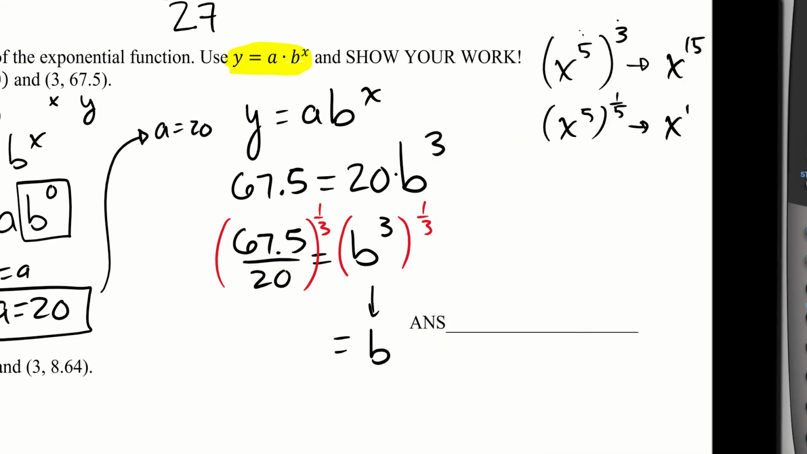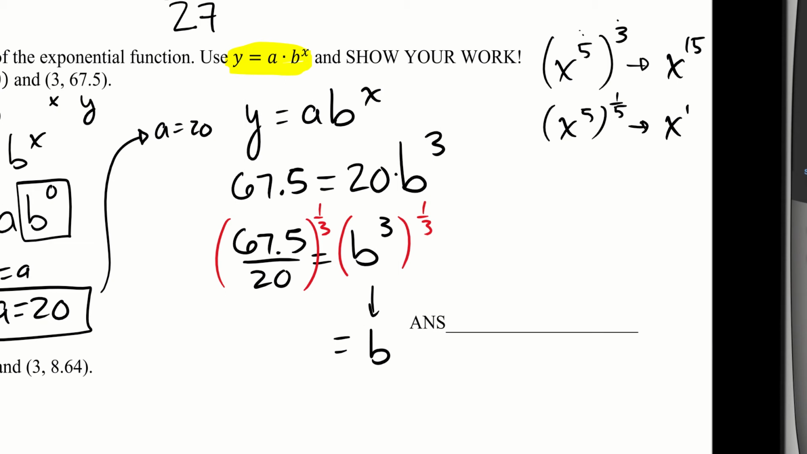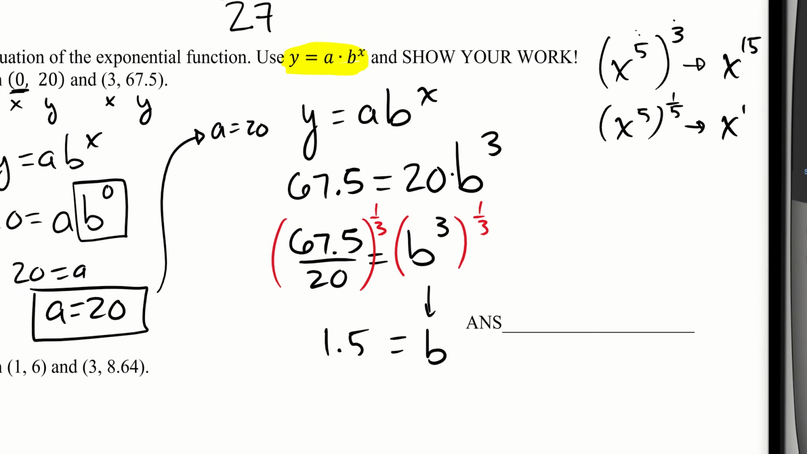So we know what A is, and we know what B is. So this is just the number 1.5. So I can take my values of A and B and write my answer. My answer is y equals 20 times 1.5 raised to the x power.